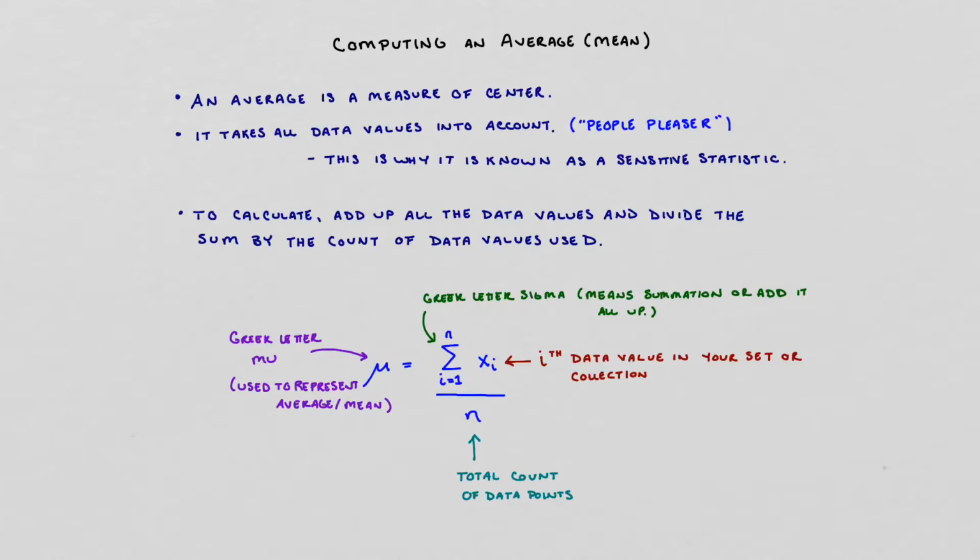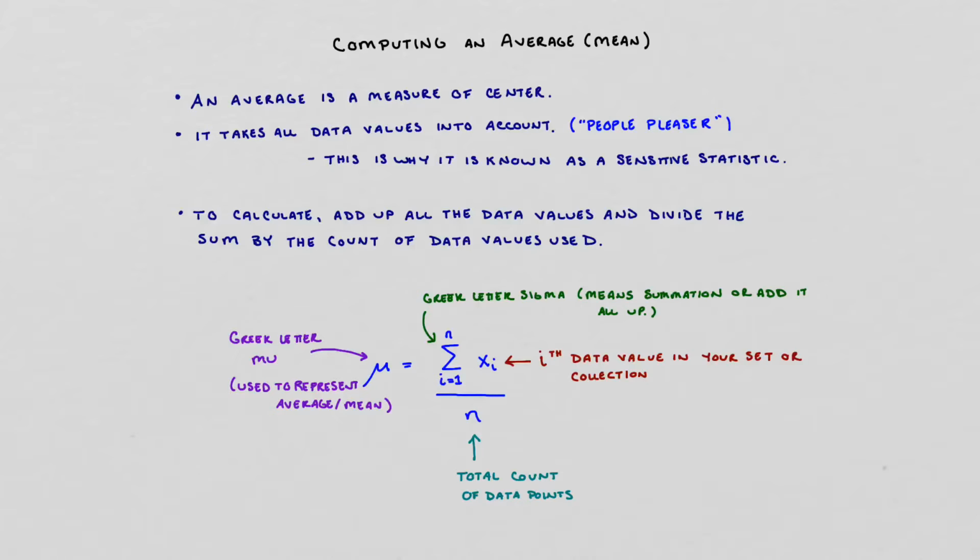As a quick refresher, to calculate, we want to add up all the data values that we have in our collection, or what we would also call a set, and divide the sum by the count of data values that we have available to us. What you see below on the page is a general formula. So we have mu, which is a Greek letter used to represent average or mean, and this is going to be equal to the Greek letter sigma, which stands for summation, or in other words, it's saying to add everything up. And if you notice, underneath summation, we have i going from 1 to n.